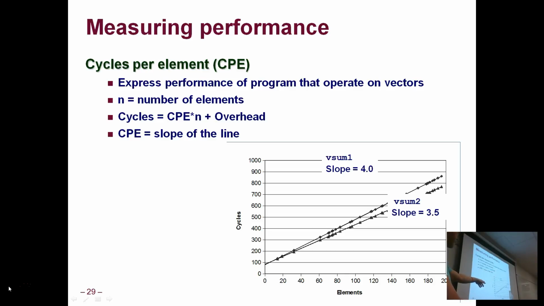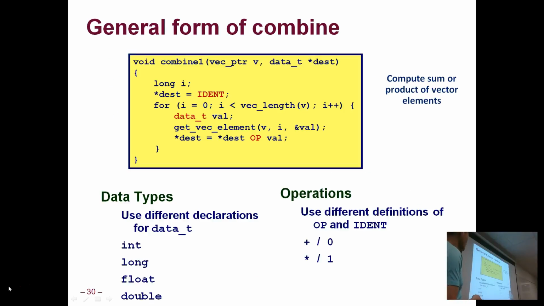You have 3.5 cycles per element, and you can't ever have half an element or half a cycle. On the average, maybe. We'll see about this. There's always noise when you're measuring these things, where sometimes it's 3 cycles and sometimes it's 4. Sometimes you can get a half cycle if there are 2 integer units, so you can do things simultaneously. We'll get to this. You can get fractional ones.